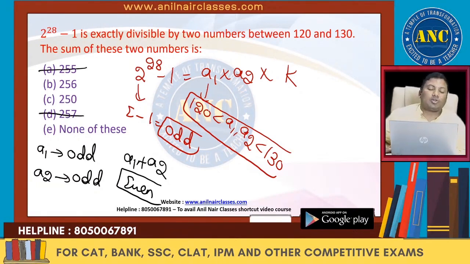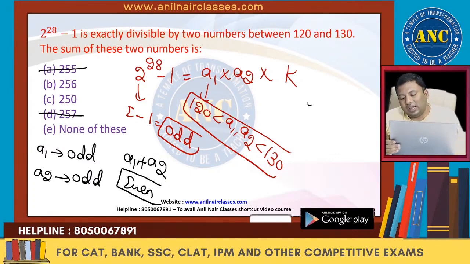So directly, just by looking at the question, you can eliminate 255 and 257 because both are odd numbers. 2 power 28 minus 1, even minus 1 is odd. Odd will be the resultant only of odd numbers. Suppose 35 is there. 35 is an odd number. An odd number is the product of all odd numbers only. 1 into 35, 5 into 7. Are you all with me? Right? Odd plus odd is even.